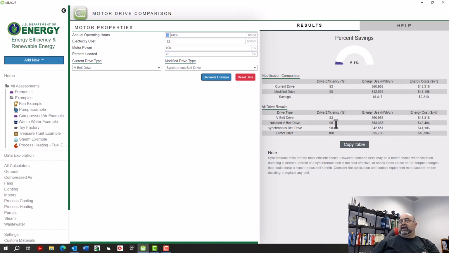So here we go. Now it is running all of my consumption and my costs, comparing the belt drive to a synchronous belt drive. Or I can say, okay, notched V-belt to direct drive. And then I can come over here and it's going to calculate all of the different opportunities that I'm looking for, right? So what's the original, what's the modified, what's the efficiency of that, and then what is the cost savings associated with it. Not too bad so far, right?